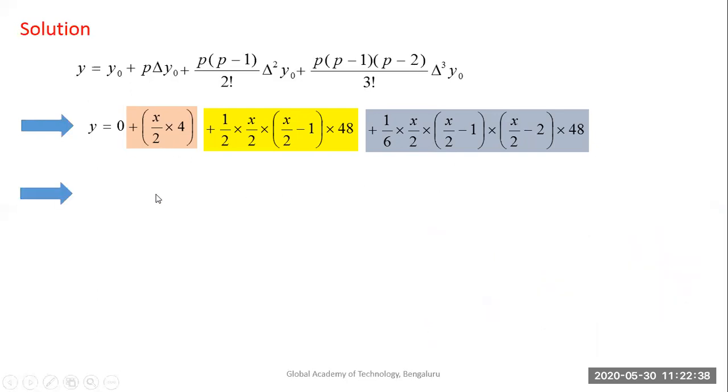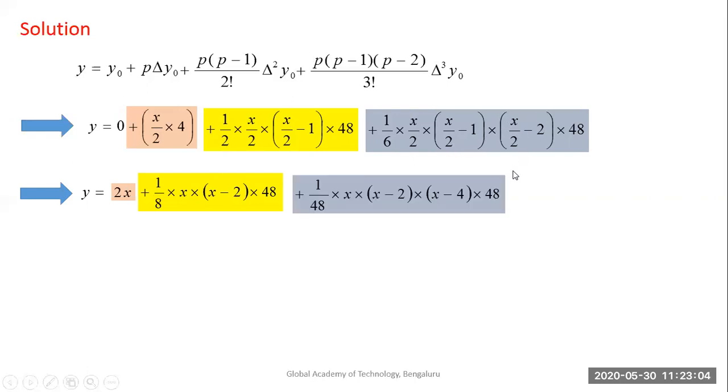Now simplify each of these terms. The first term is 0, so ignore that. x by 2 into 4 is 2x. Then here take the LCM as 2, so we get x minus 2 by 2. So 2 into 2 and this 2, we get 1 by 8, x as it is, and we get x minus 2 from this, and this 48. Similarly, take the LCM here, x minus 2 by 2, and here we get x minus 4 by 2. So we get 2 into 2 into 2 into 6, which is 48. x as it is, from this term we get x minus 2, from this we get x minus 4, and this 48 as it is.